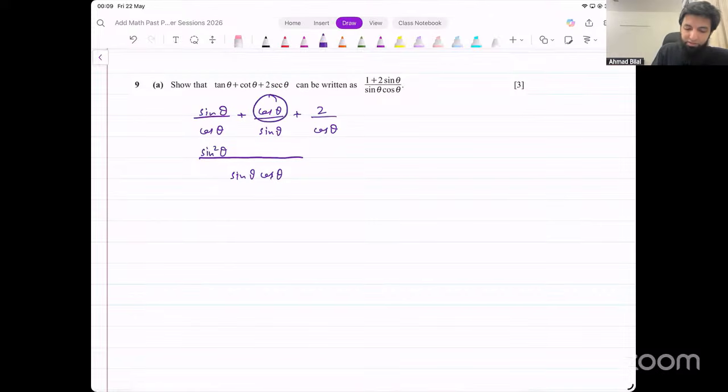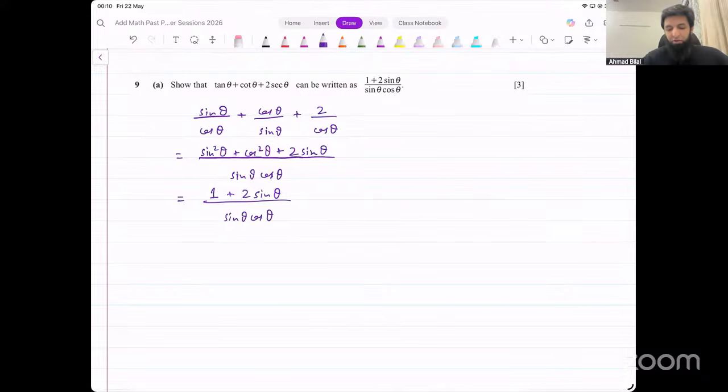The second fraction gets multiplied by cos theta. That gives us cos square theta. The last fraction gets multiplied by sine theta, and that gives us 2 into sine theta. Okay, that was extremely straightforward because sine square theta plus cos square theta now becomes 1. So we say 1 plus 2 sine theta divided by sine theta into cos theta. That is what we were looking for. That's our final answer. Okay, that's what we had to show.